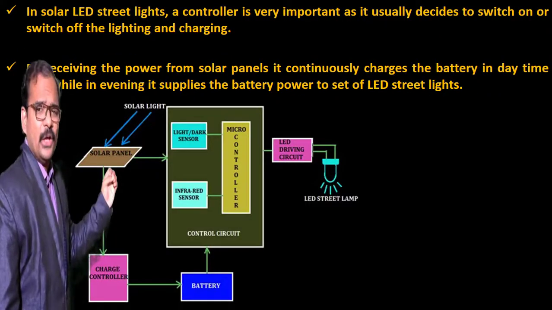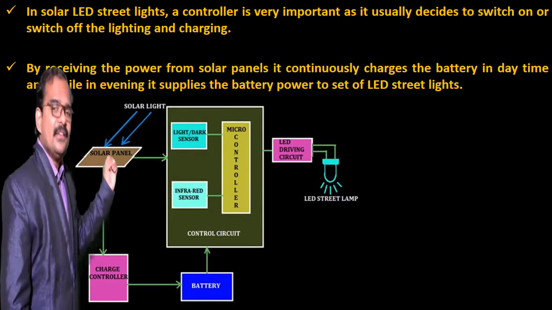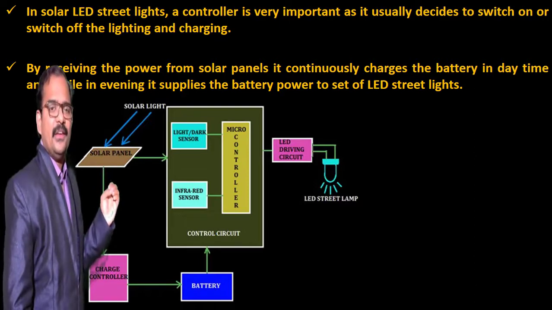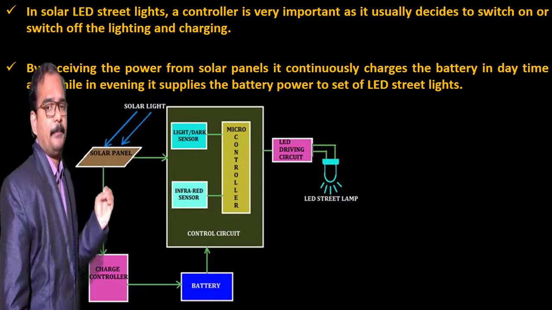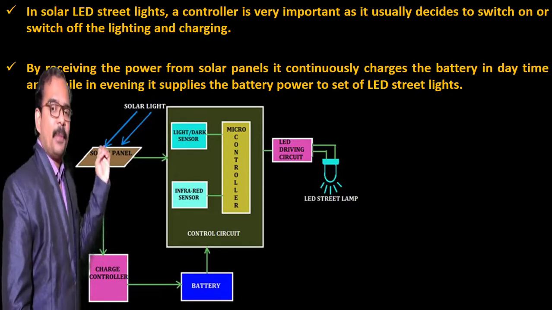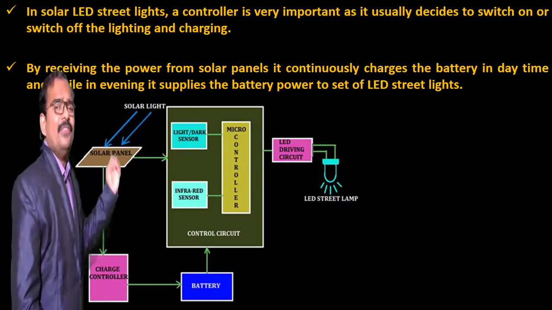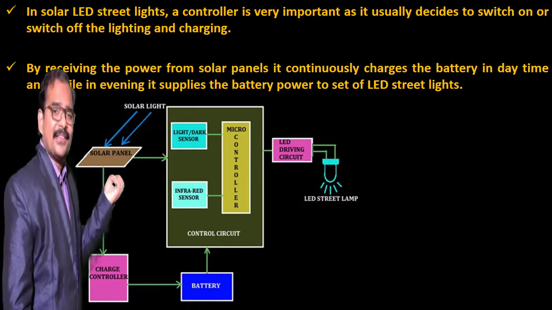Now let's see the operation of this solar powered LED street lighting system. In solar LED street lights, a controller is used, which is a very important component. We can refer to it as the heart of an LED street lighting system powered by solar PV cells, because this is the one which decides to switch the lights on or off as well as the charging.